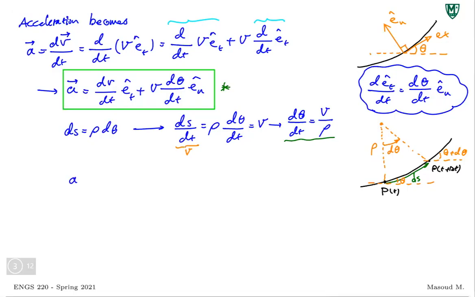I'll get a as a vector. Well, the first term doesn't change, dv dt et, plus, if I plug that in, this becomes v squared over rho en. This is a new form.